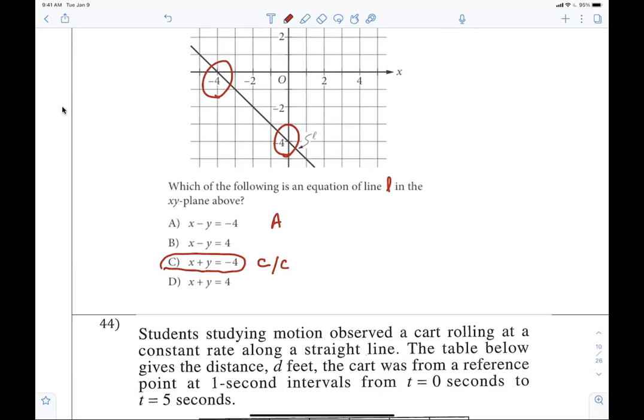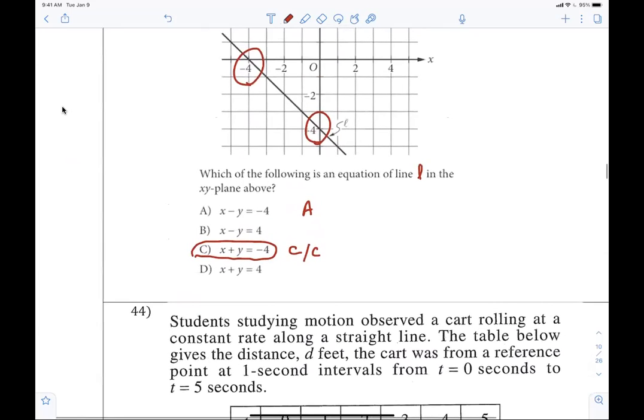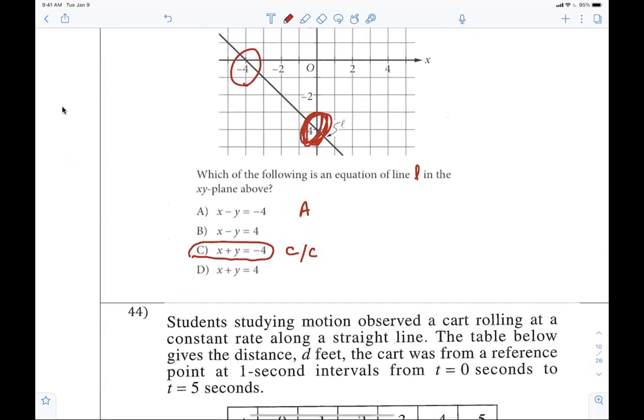Yeah, what if I plug 0 in for x, what do I get for y? -4. And that's that point right here. And if I plug 0 in for y, what do I get? -4. And that's that point. That's how I know it's C. Your mistake was if you plug 0 in for x, the y is 4, not -4. All right. That's not bad. All right, let's look at the next one.